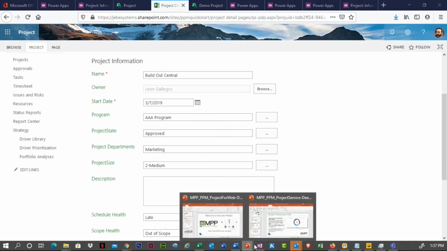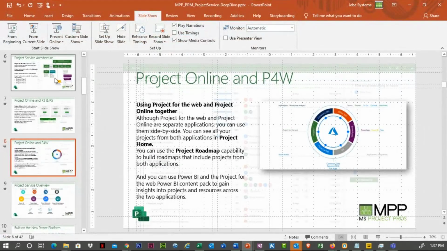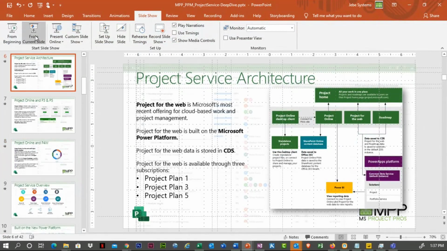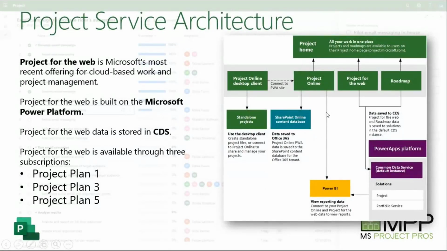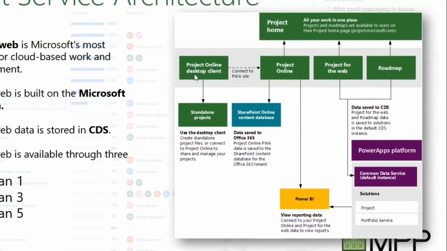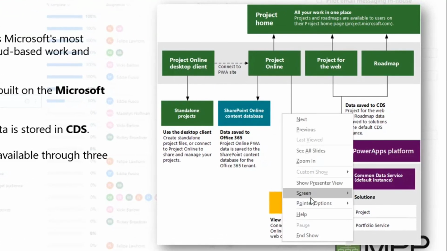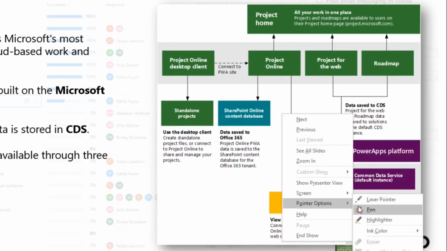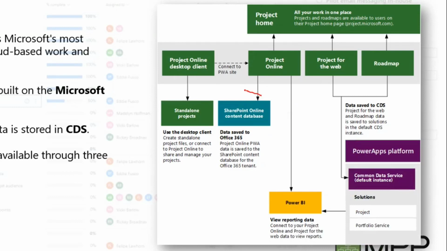Okay, so let's go back to that slide just for clarification. Let's go back to this one. This is an important one. Okay, so looking at the PWA site, right, that we were just working with, the SharePoint.com site, that's over here in this content DB, right in here, this content database.